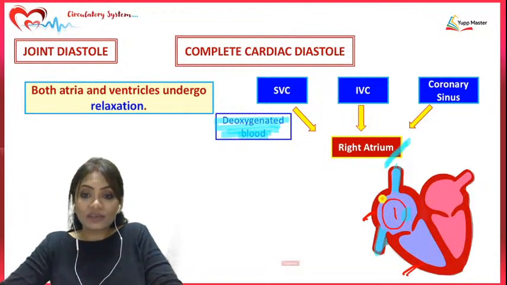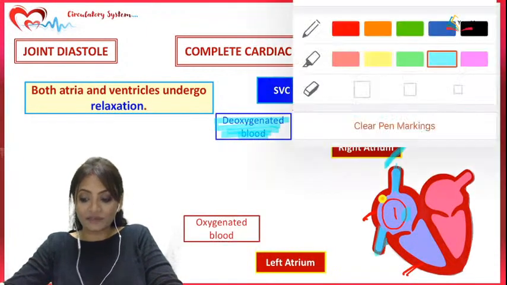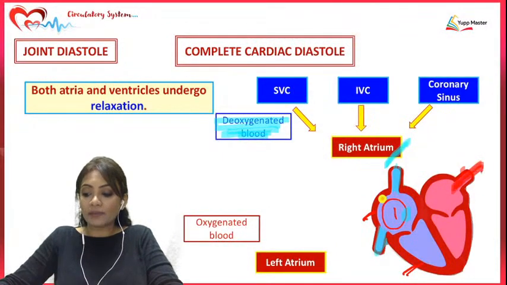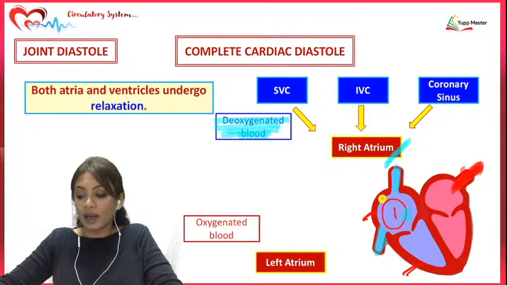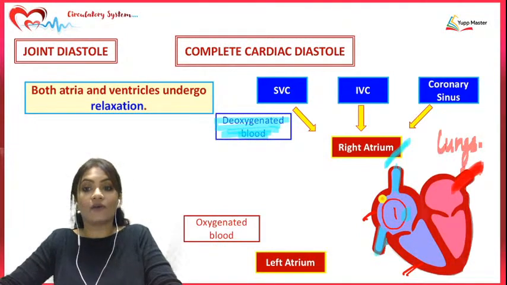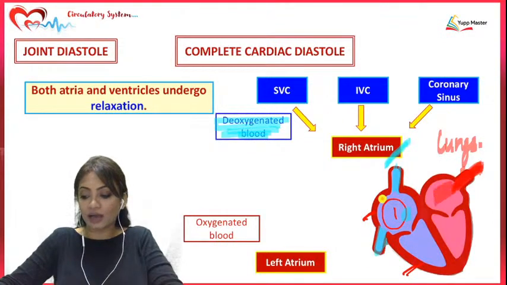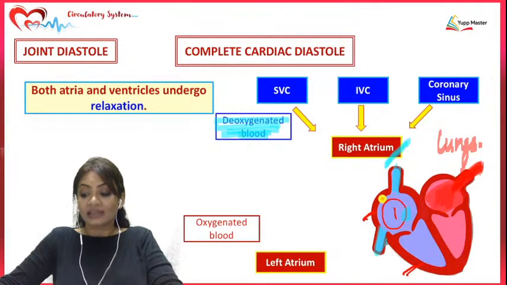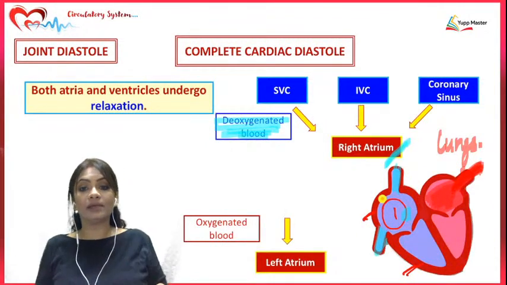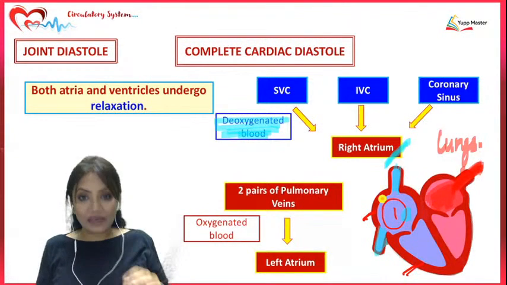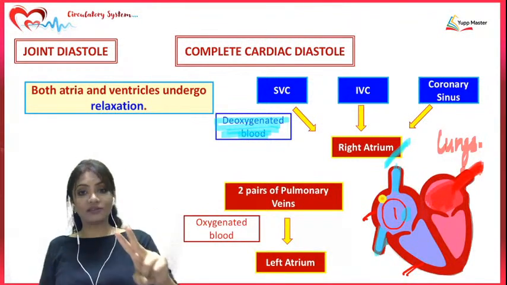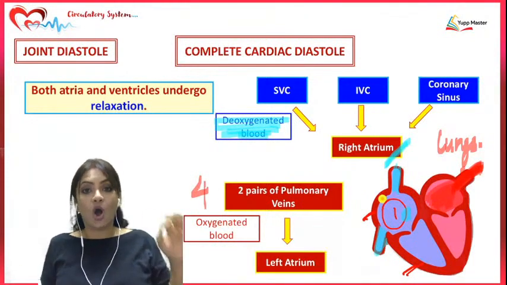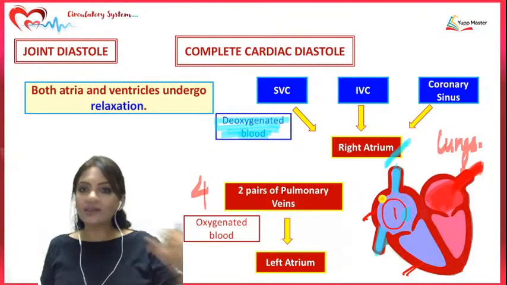Next, when we talk about the left atrium, that is the left side of the heart, remember, it is oxygenated blood coming from the lungs. From the lungs, that oxygenated blood enters into the heart. Which blood vessels bring that oxygenated blood? These blood vessels are called the pulmonary veins. And how many pulmonary veins are there? Two pairs of them, or you can say there are four pulmonary veins bringing oxygenated blood from the lungs to the heart.